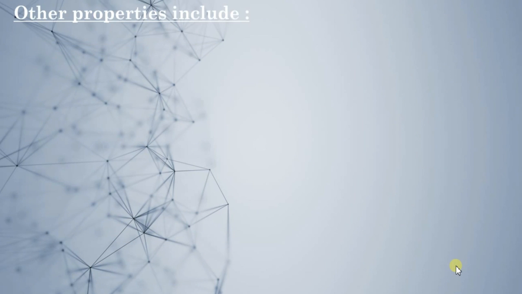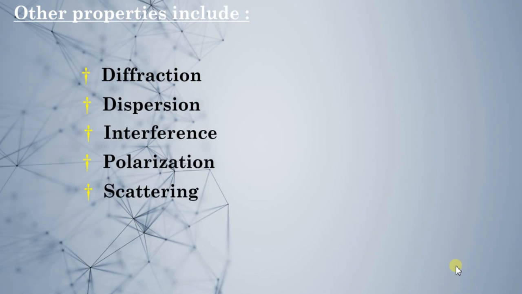Other properties are not discussed here, but in your higher classes or in further sessions you'll be able to learn these things. They are diffraction, dispersion, interference, polarization, and scattering. So these are some of the important properties of light.